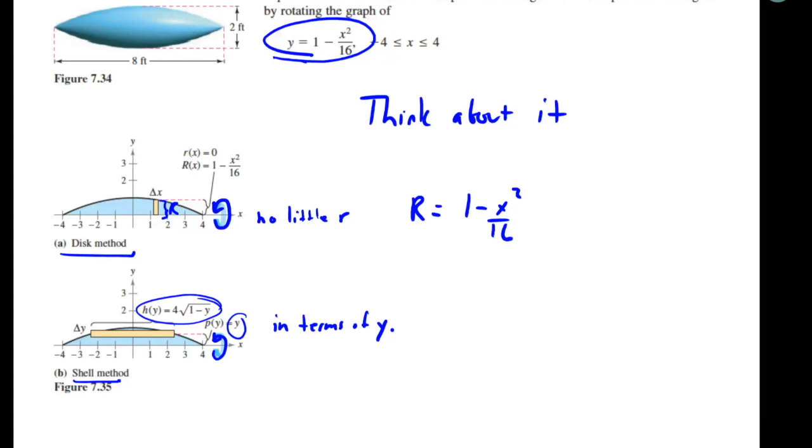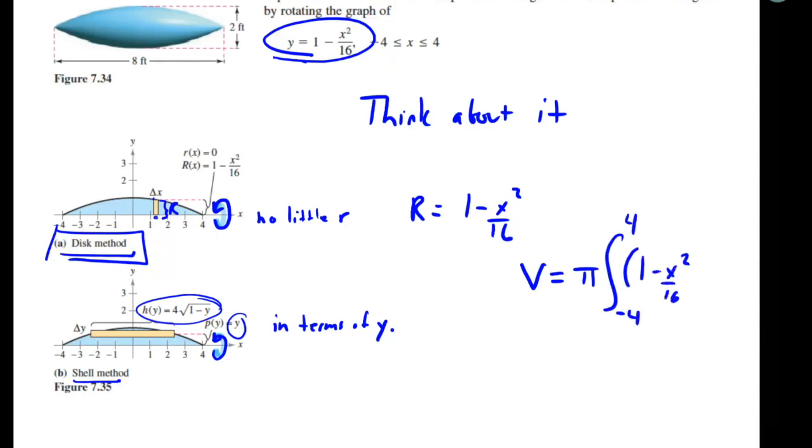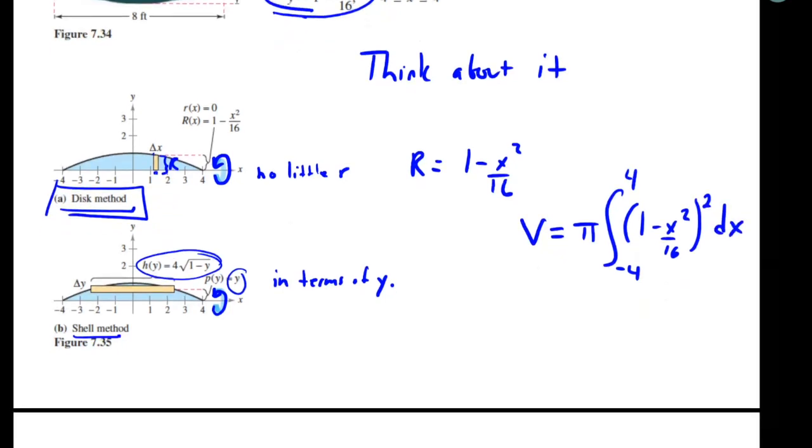So for the pontoon case, yeah, you could set up both ways. But why would you make it between two functions when you could just do one function and 0? So in this case, you would want the disk method to set that up. And so you'd end up with v equals pi from -4 to 4, 1 minus x squared over 16 squared dx. If you want to solve that out by hand, it should come out to about 13.4 cubic feet. But I'll let you do that.